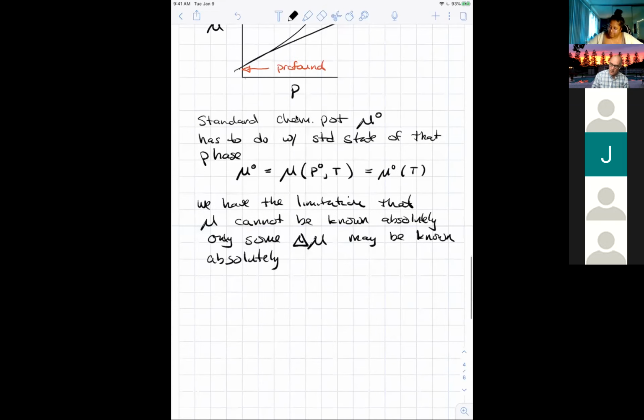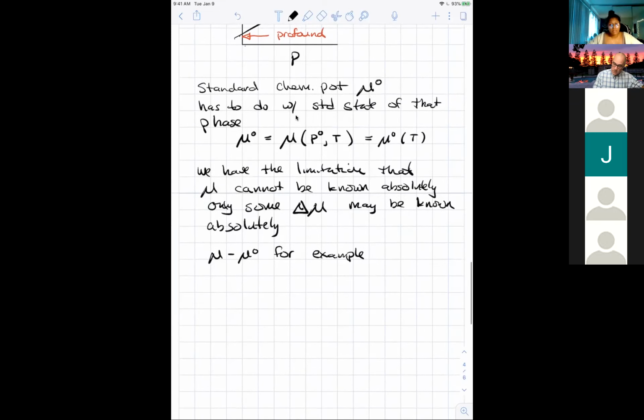Okay, so what that means is we're going to start by focusing on some change or some difference, for example, relative to the standard. Okay, and what we're going to find out is that at a certain temperature we can define a standard chemical potential, and that's going to be a constant. But for now, we're not going to worry about that.